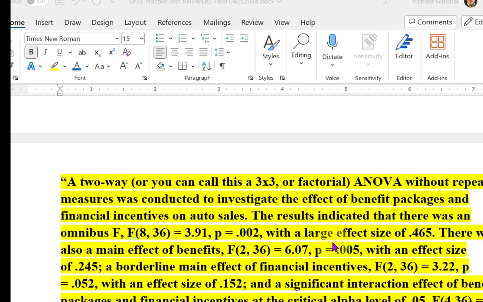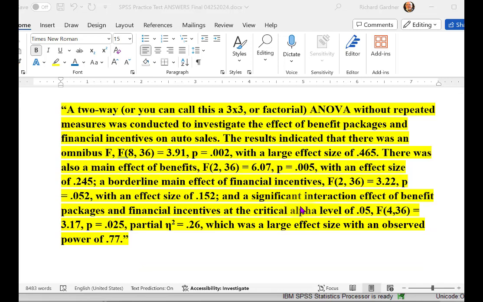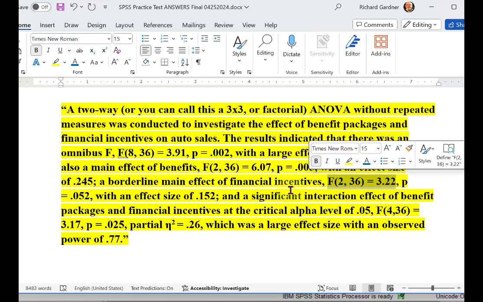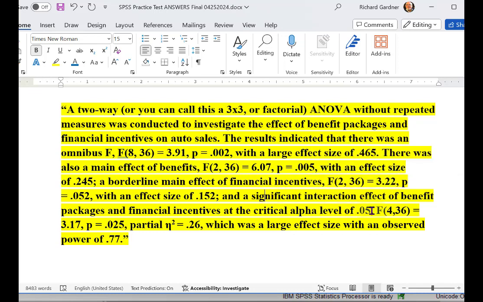So here's the write-up here. I'm not going to read it off to you, but it goes over the big things like the omnibus F. It's right there. And then main effects of benefits right there. Borderline main effects for incentives right there. And a significant interaction is down here somewhere. There it is right there. Boom.